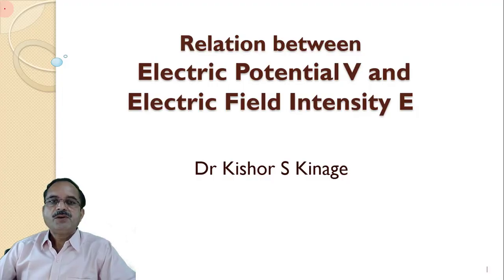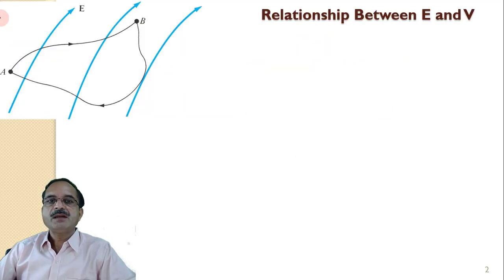In this video, you will learn the relationship between electric potential V and electric field intensity E. So let us assume there is some electric field E here, and under the influence of electric field E, we are moving a charge from point A to point B along this given path.